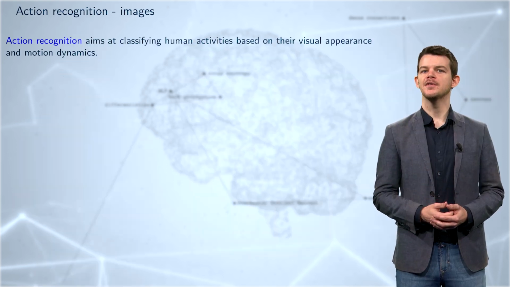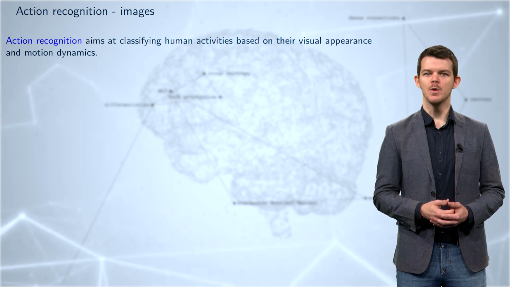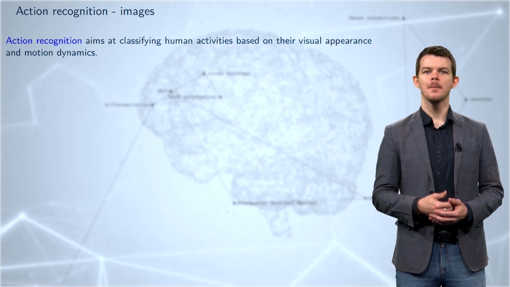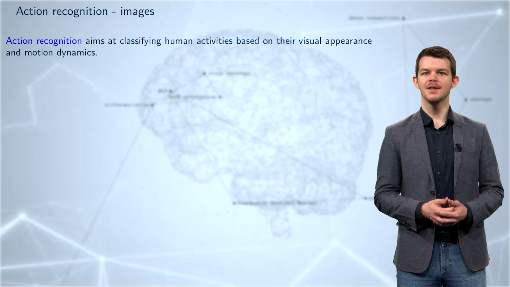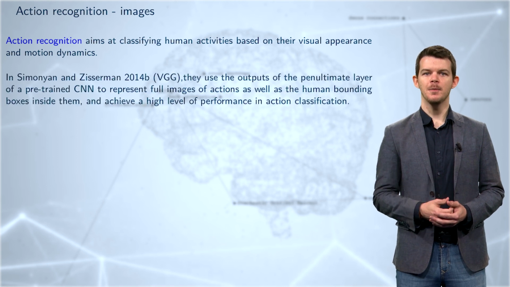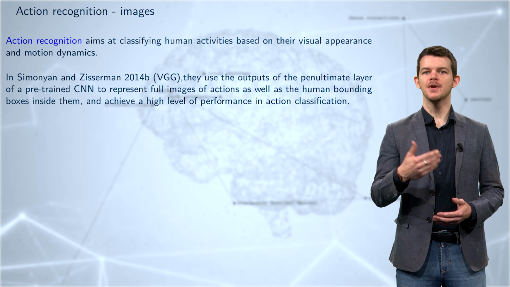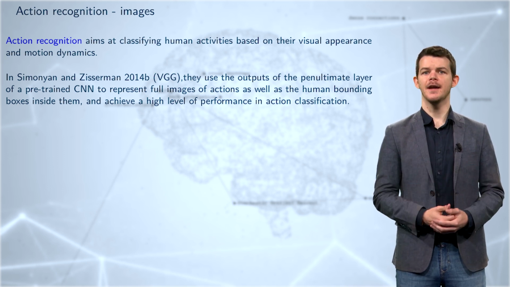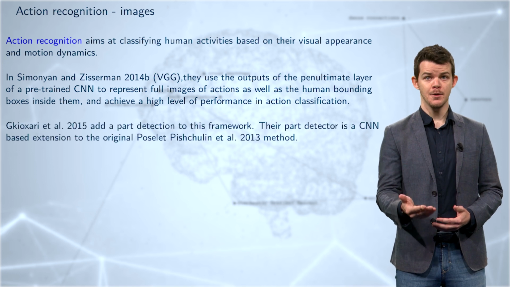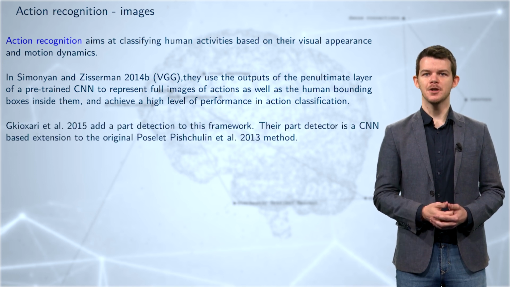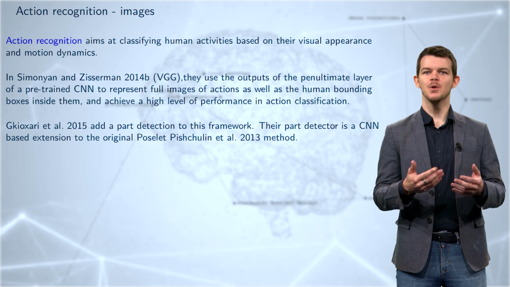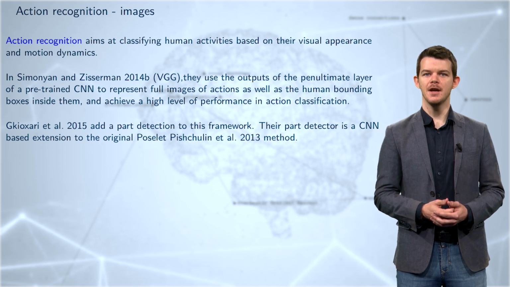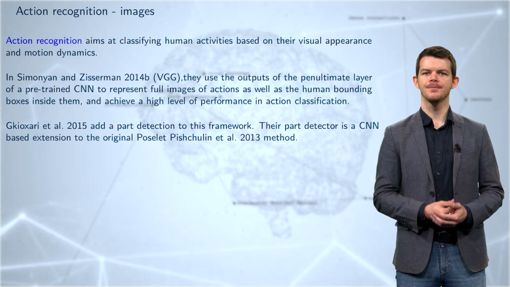Another problem related to pose estimation is action recognition, which aims at classifying human activities based on the visual appearance and motion dynamics. In the fundamental paper of VGGNet, the authors use the outputs of the penultimate layer of a pre-trained CNN to predict actions and achieve a high level of performance in action classification. In this other paper, the authors add a detection part to this framework in order to automatically detect the relevant part of the image in which the action is performed.